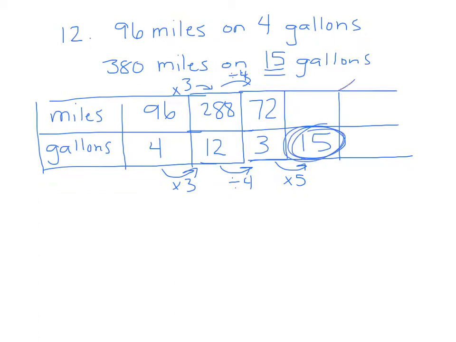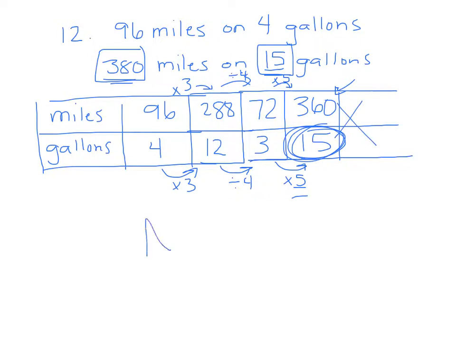So if this number here equals 380, then yes, it will work out. What I did down here was I multiplied it by 5. So I got to do that up here, multiply by 5. 72 times 5 ends up being 360. So, is 380 miles on 15 gallons an equivalent rate to 96 miles on 4 gallons?